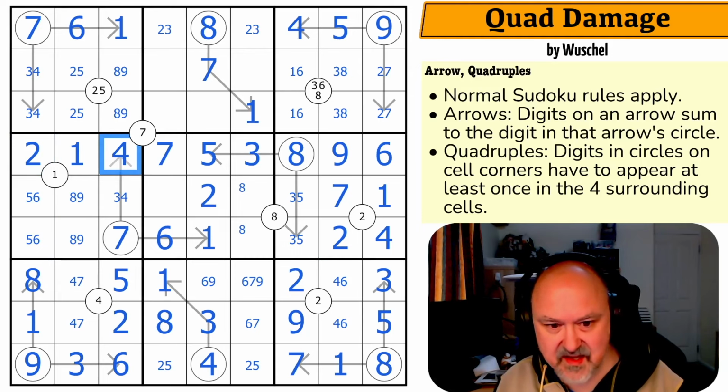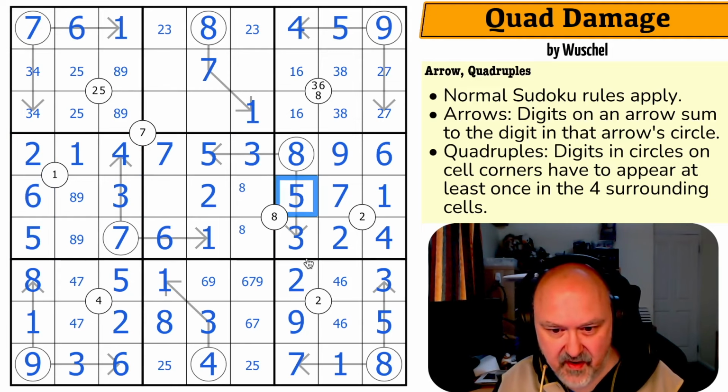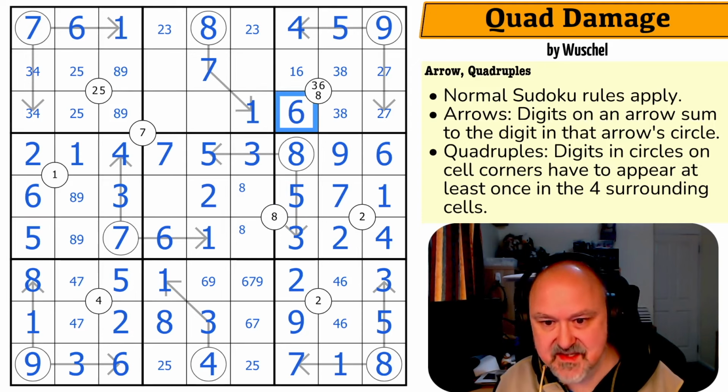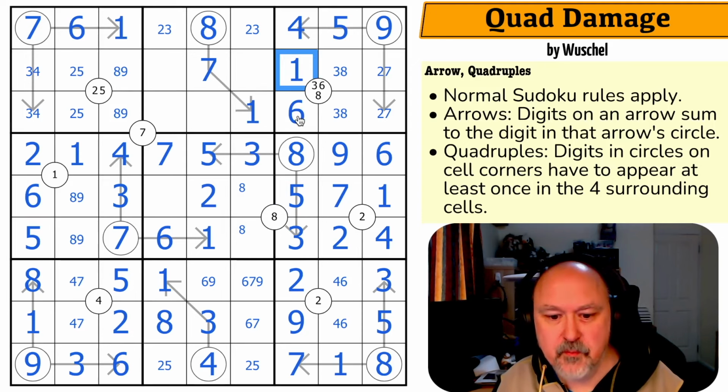The 3 looks across, making that the 4 and that the 3. The 6 looks across, making that the 5 and that the 6. The 5 looks back, making that the 3 and that the 5. There's stuff everywhere. This 1 makes this the 6 and this the 1. 1, 2, 3, 4, 5, 6, 7, 8, 9.